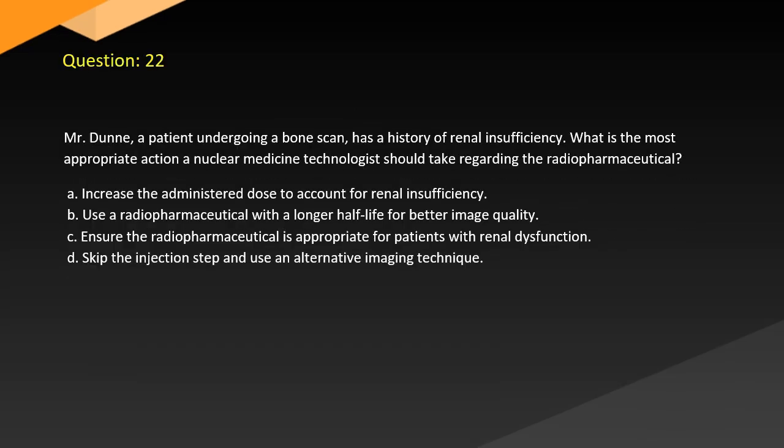Question 22. Mr. Dunn, a patient undergoing a bone scan, has a history of renal insufficiency. What is the most appropriate action a nuclear medicine technologist should take regarding the radiopharmaceutical? A. Increase the administered dose to account for renal insufficiency. B. Use a radiopharmaceutical with a longer half-life for better image quality. C. Ensure the radiopharmaceutical is appropriate for patients with renal dysfunction. D. Skip the injection step and use an alternative imaging technique.